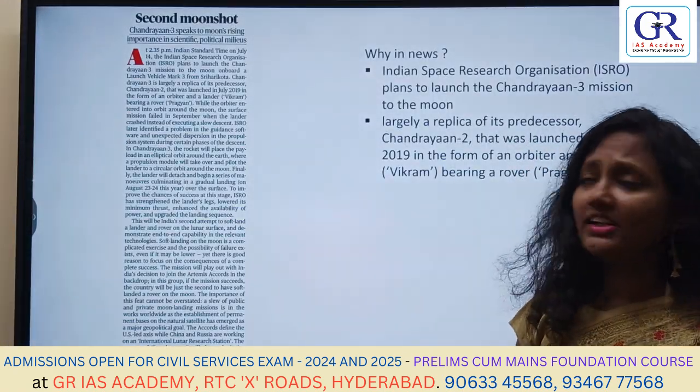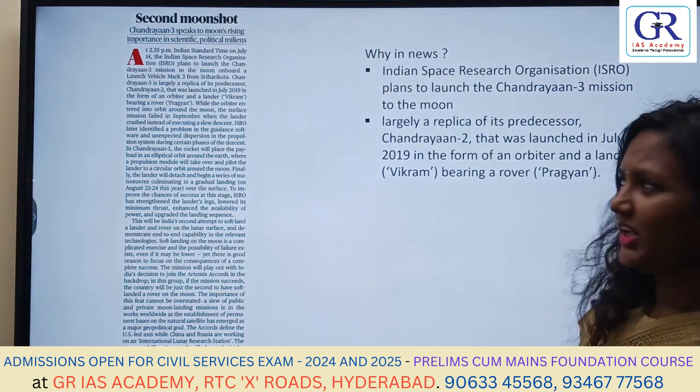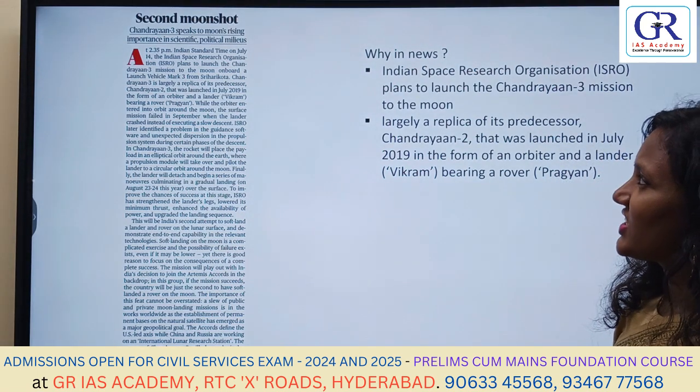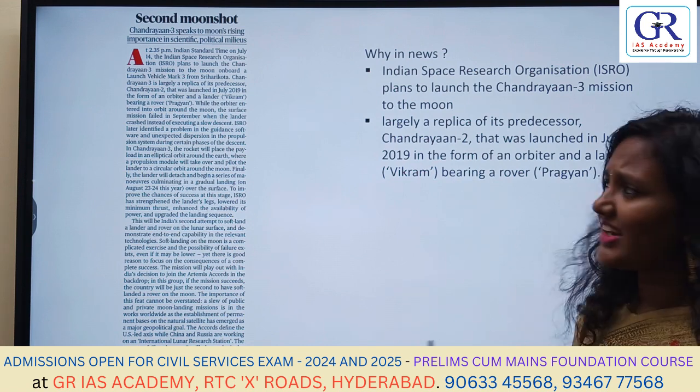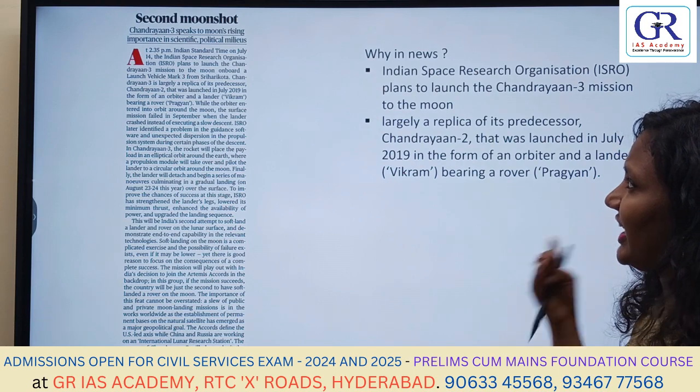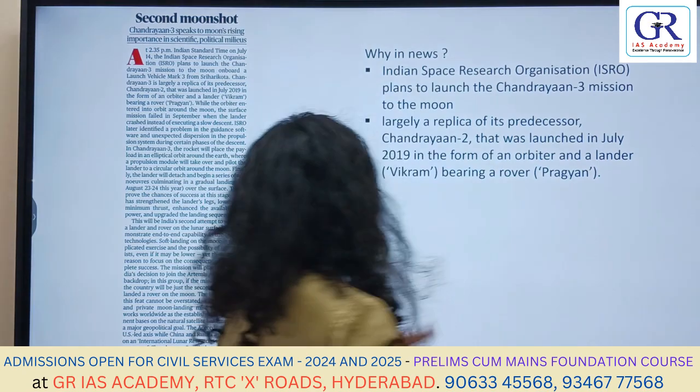Here you can see the second moonshot. This is in the editorial of the Hindu paper today. What is this about? This is about Chandrayaan 3. Chandrayaan 3 speaks to the moon's rising importance in the scientific and political milieu. So what is this news about? Why is this news?